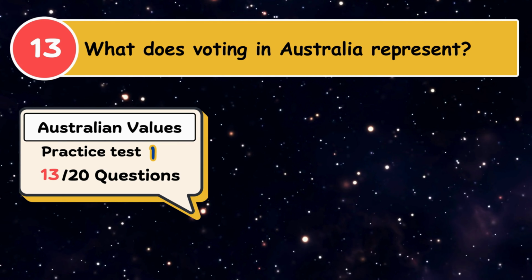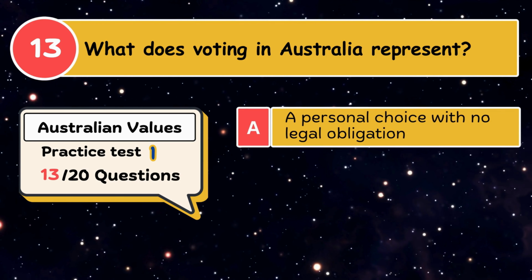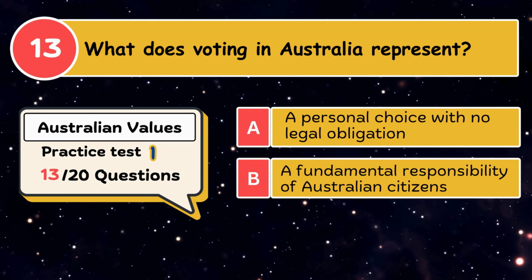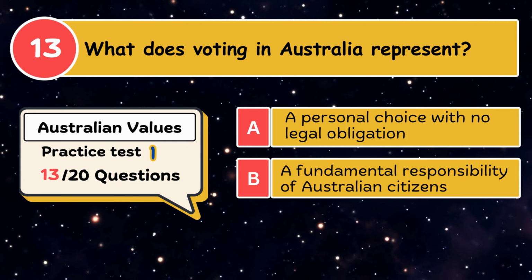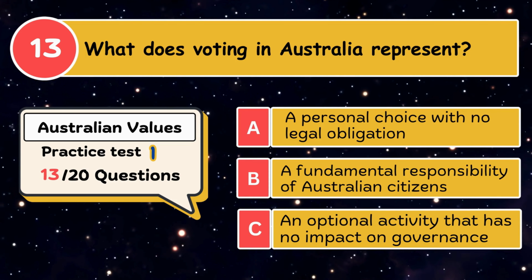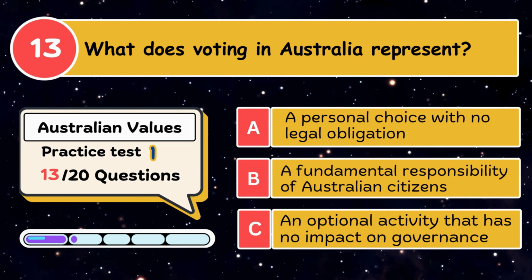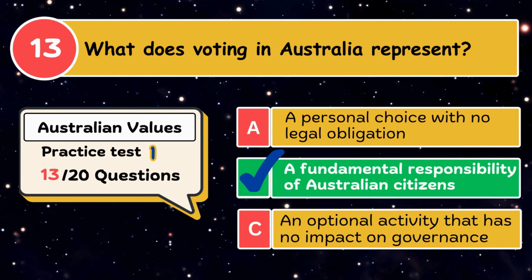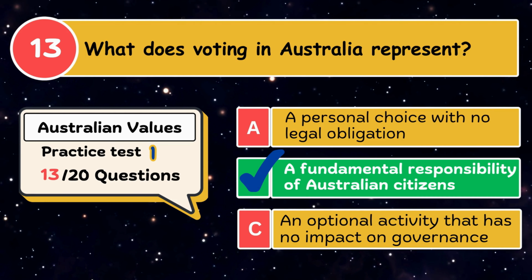What does voting in Australia represent? A. A personal choice with no legal obligation. B. A fundamental responsibility of Australian citizens. C. An optional activity that has no impact on governance. The correct answer is a fundamental responsibility of Australian citizens.